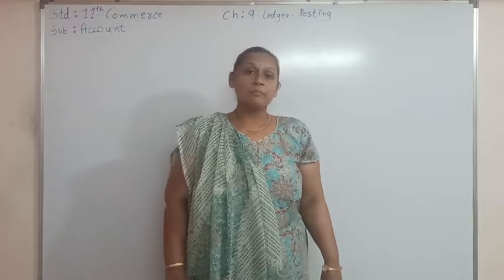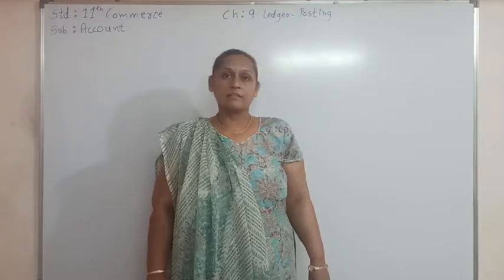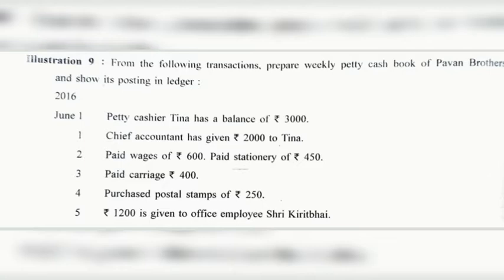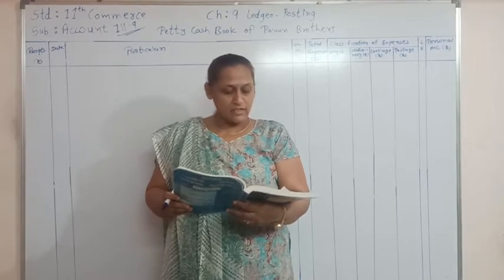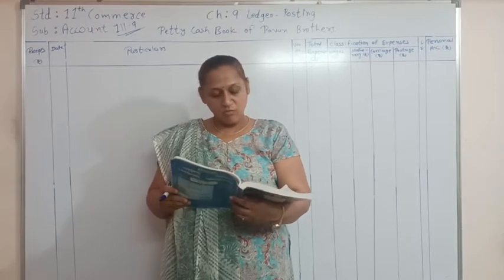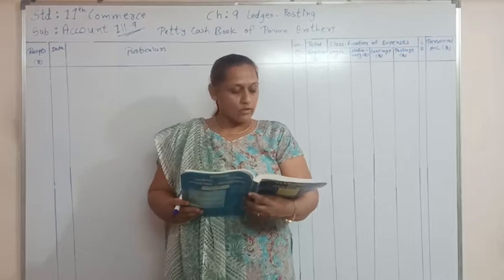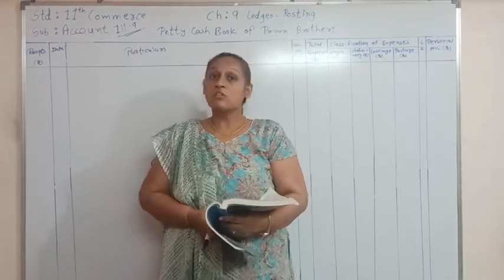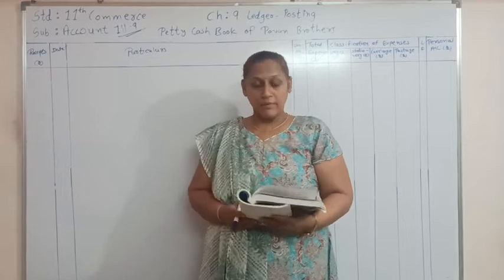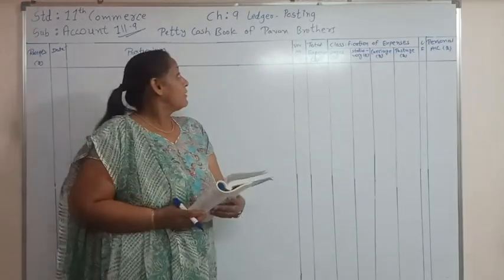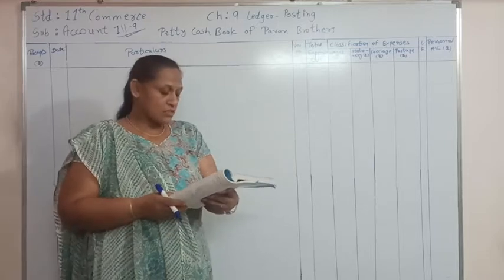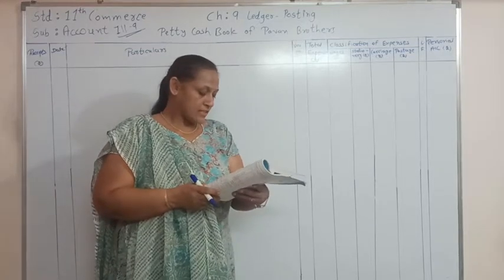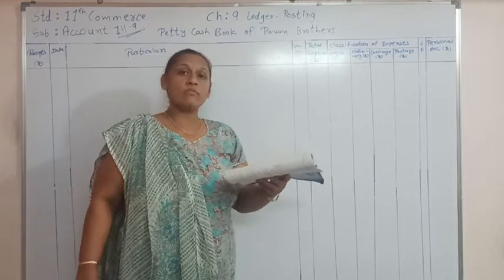So here is the sum number 9. Illustration number 9. From the following transactions prepare the weekly petty cash book of Parman Brothers and show its posting in the ledger. So very first we are going to prepare the petty cash book. Here is the petty cash book of Parman Brothers. So here on 2016 June 1st, petty cashier Tina has a balance of 3000.